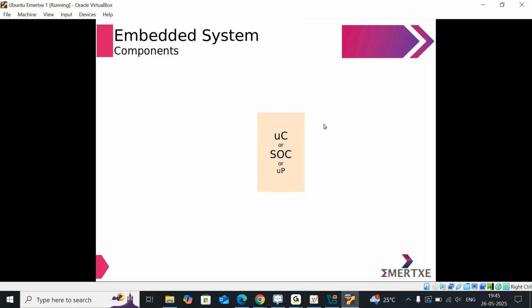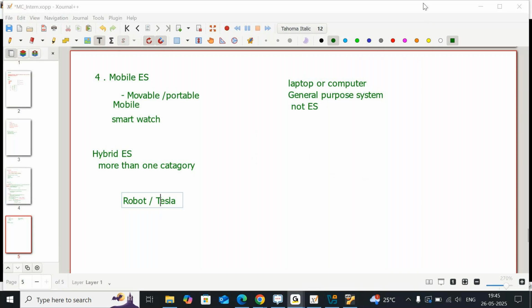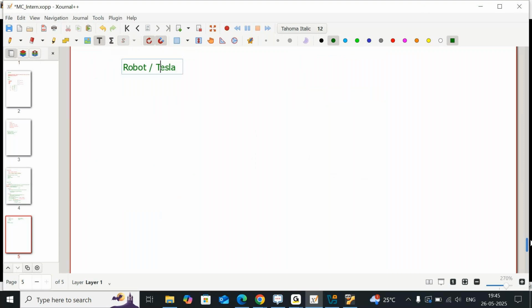Memories. We can say it's memories. Correct? Good, Shiva. Memories are the next important component in every embedded system. That's like the brain of the embedded system. There are different types of memories in an embedded system. There are two main categories of memory. One is RAM memory, the second is ROM memory.